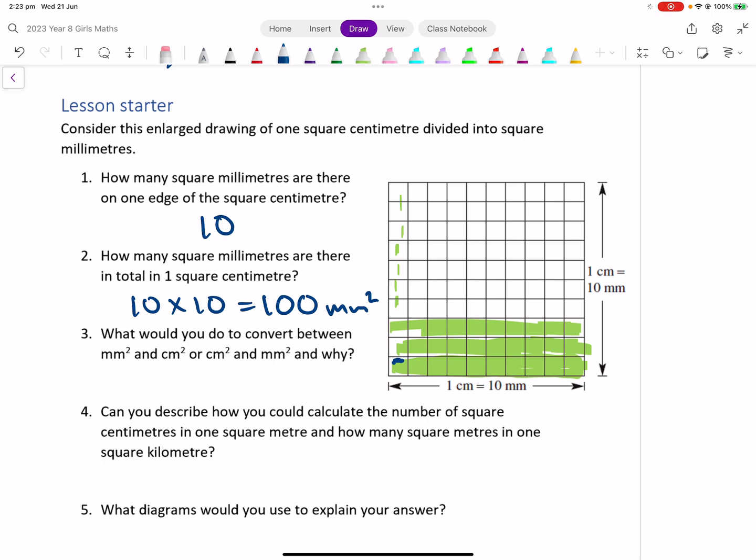So how could you convert between millimetres squared and centimetres squared? Well, it seems to me that if we've got 1 centimetre squared equals 100 millimetres squared, then all we need to do is multiply. If we were going from centimetres to millimetres, we'd be times 100. And if we were going from millimetres to centimetres, we would divide by 100. Yeah, or 10 squared.